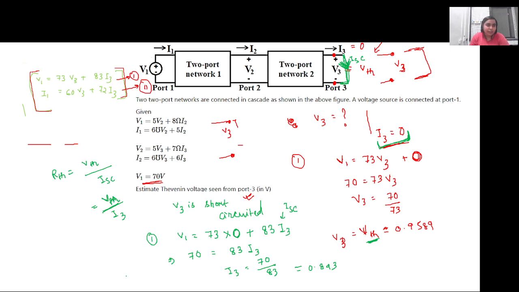Now we can calculate R Thevenin. So R Thevenin will be equal to, sorry, what was the Thevenin's voltage? 0.958 divided by the short circuit current 0.843. So whatever value comes out is the Thevenin's resistance. Did anyone calculate? Yes, ma'am. 1.137. Okay, 1.137. So this is the Thevenin's equivalent resistance.